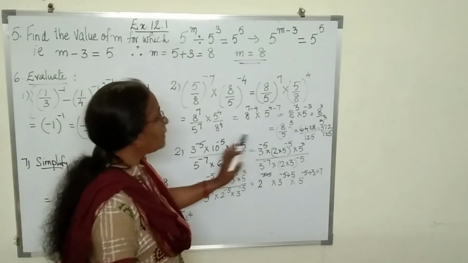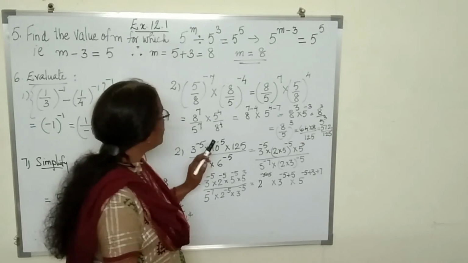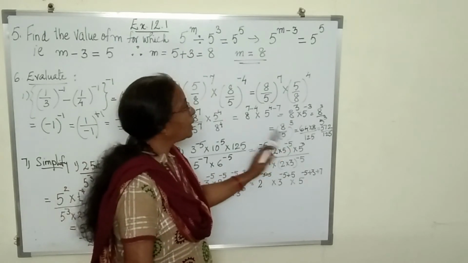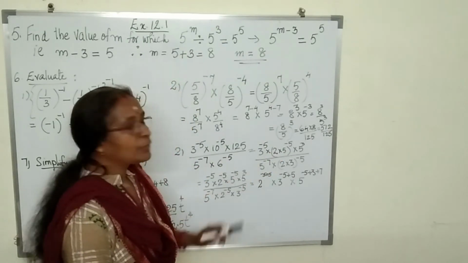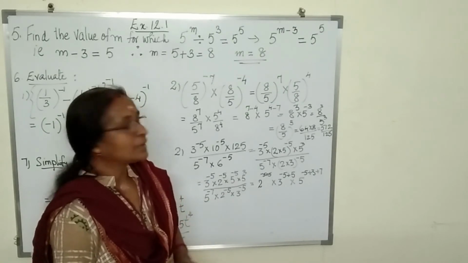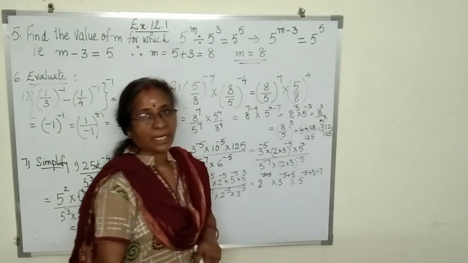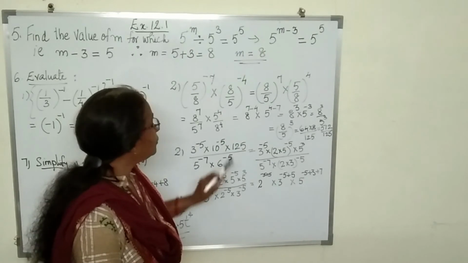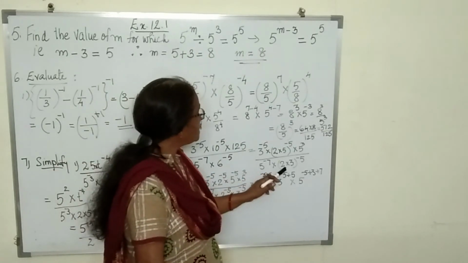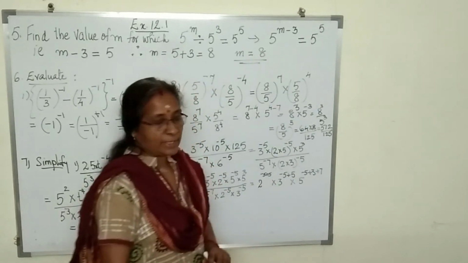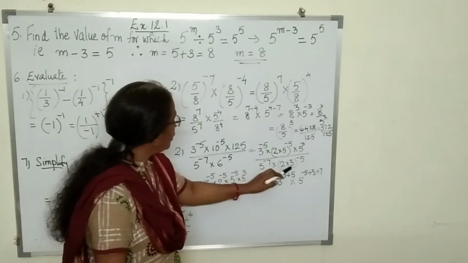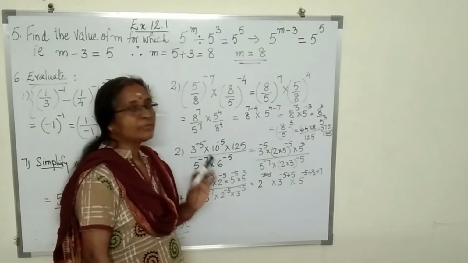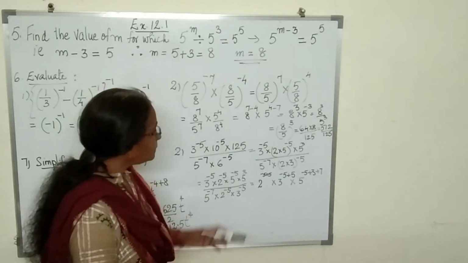So 3 raised to minus 5 as it is we have to write. Now 10 raised to minus 5. 10 can be written as 2 into 5, so (2 into 5)^-5. And 125 is 5 into 5 into 5, so that is 5^3. And then 5^-7 as it is. And 6^-5 can be written as (2 into 3)^-5. That means 6 is written as 2 into 3, 10 is written as 2 into 5 and 125 is written as 5 into 5 into 5. Okay.